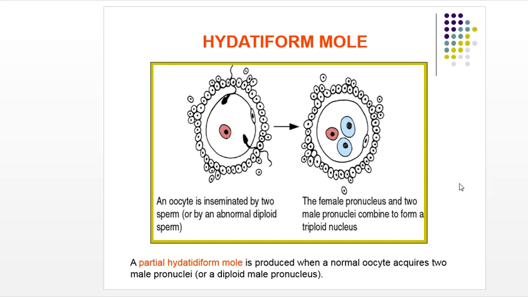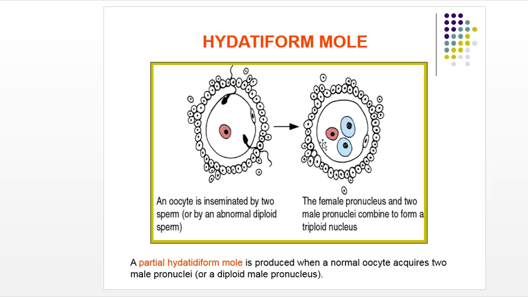Sometimes we have some abnormality during the formation of the embryo. One of the important things that may happen during implantation is the formation of the hydatidiform mole. We have two kinds of hydatidiform moles. One of them is the partial hydatidiform mole. As you see in the picture, it is produced when a normal oocyte is fertilized by two sperms.